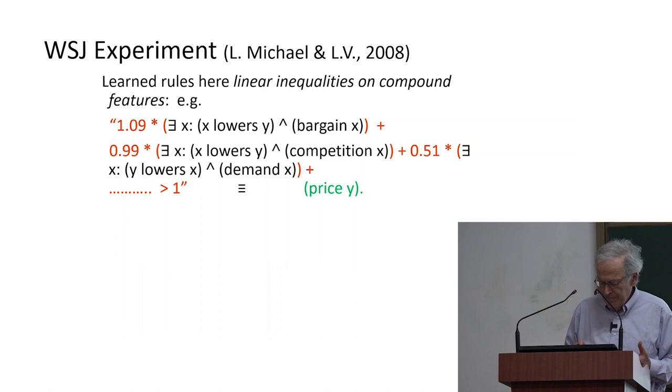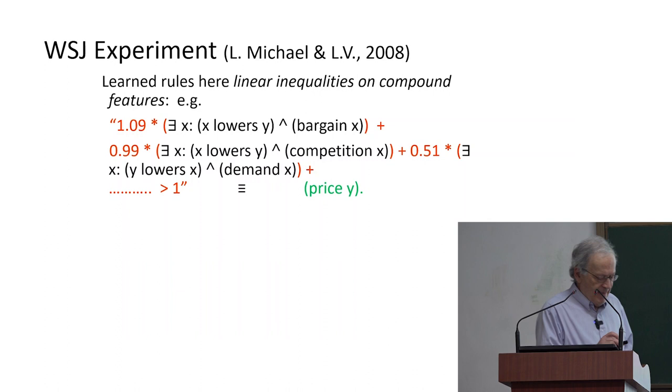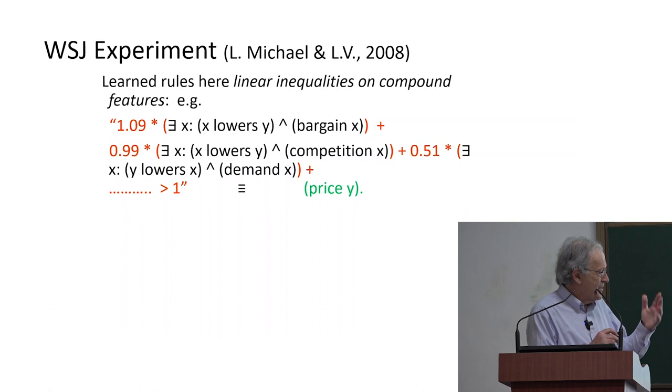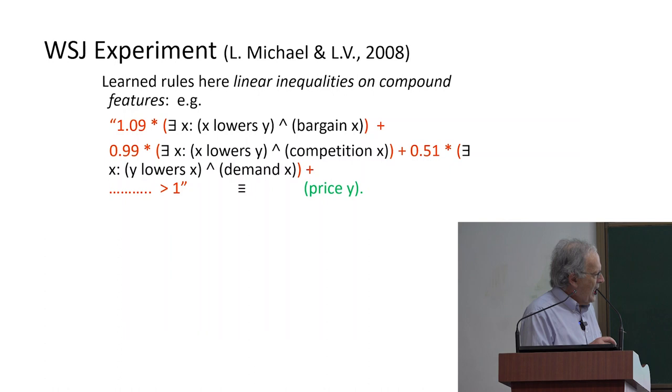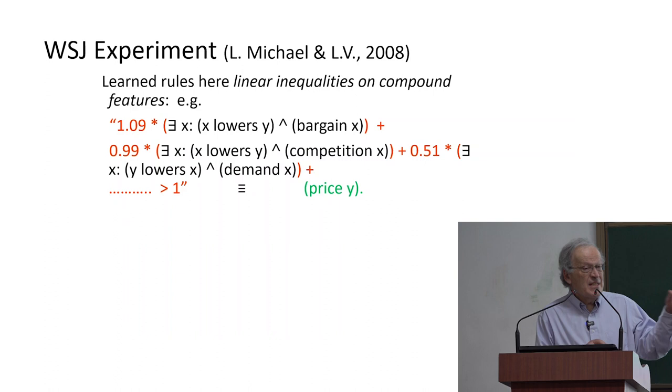If one implements this robust logic... So this was done a long time ago, on the famous Wall Street Journal database of articles. This is articles about business. With Loisius Michael, then a student, we did some natural language work on this. Basically, we were trying to predict notions to do with business. So this was a question of whether a missing word in a sentence meant price.